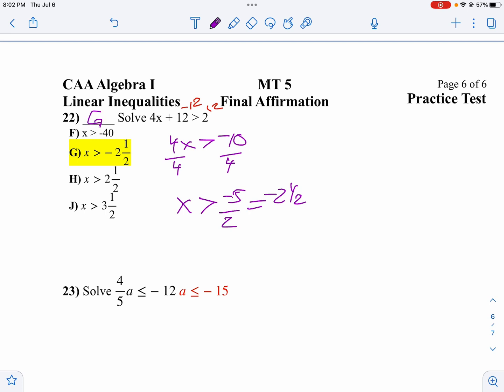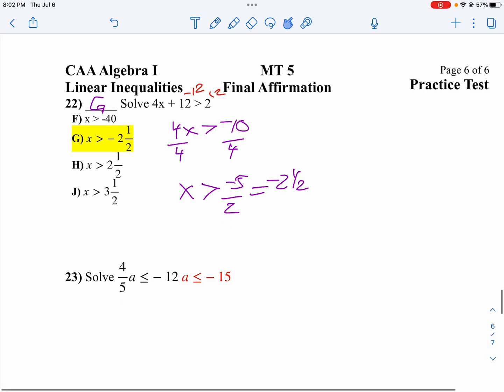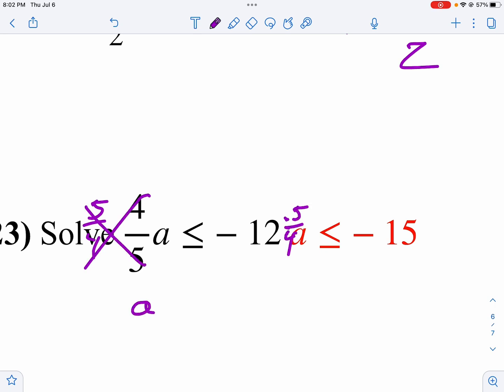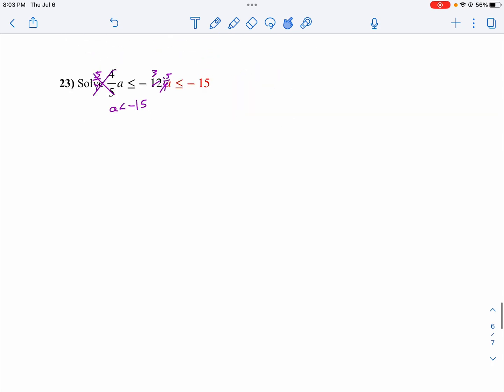On number 23, I think the easiest way is let's multiply by the reciprocal. So we're going to multiply both sides by 5 over 4. So I get A is less than, a positive times a negative is a negative. 4 goes into 12 3 times. 3 times 5 is 15. And there you have it. I do believe that's the last question on the practice test.